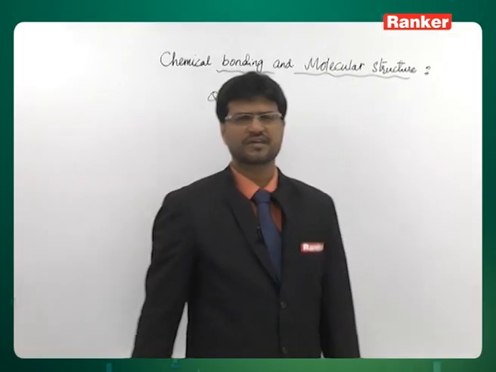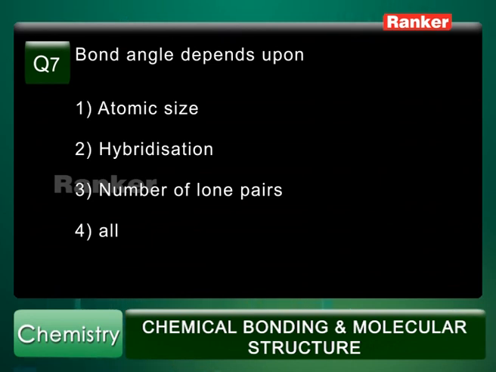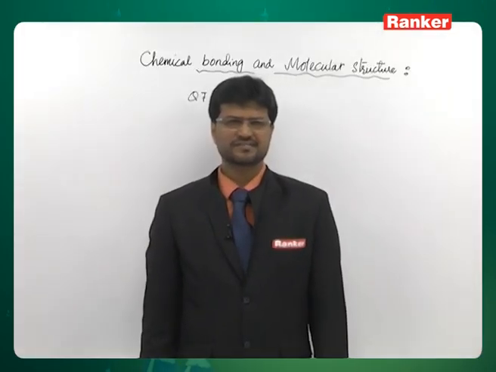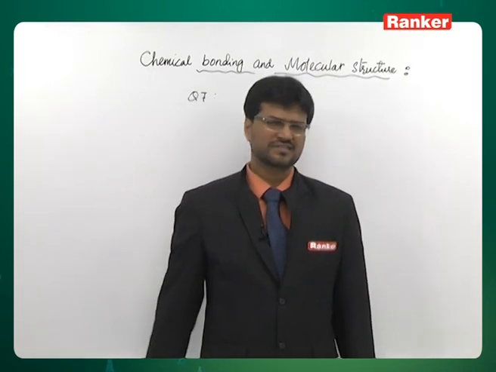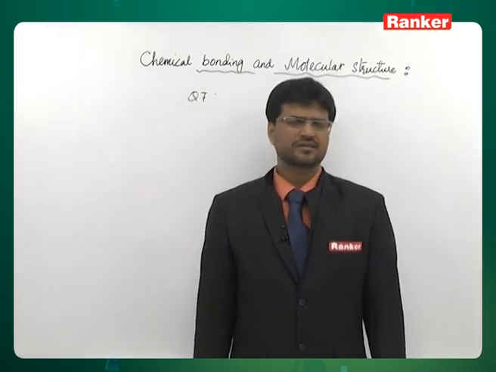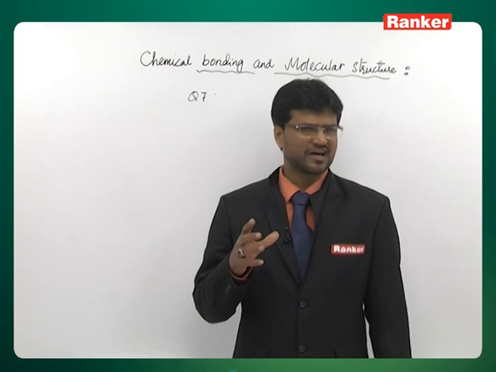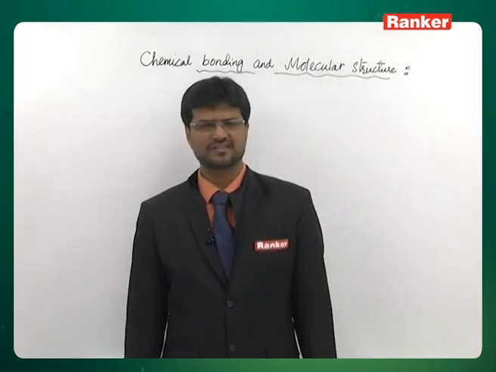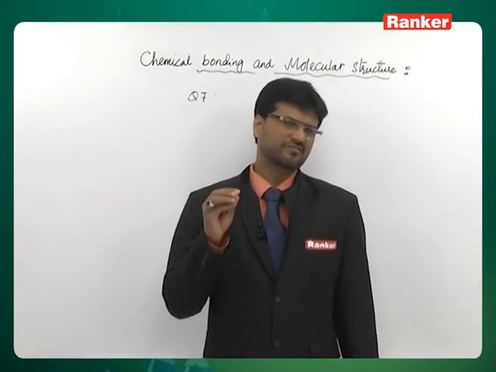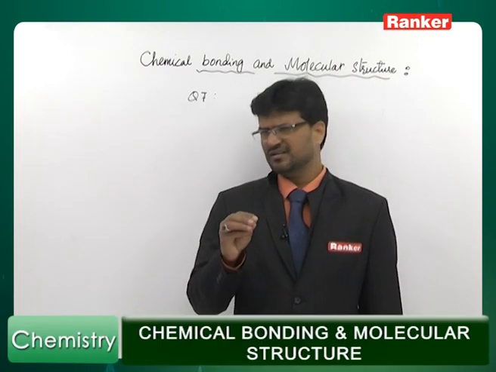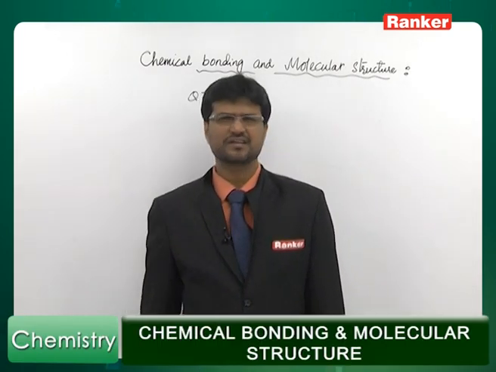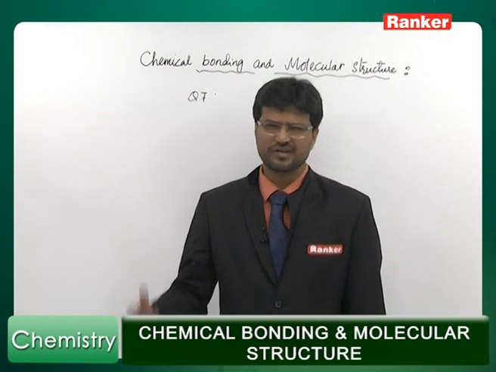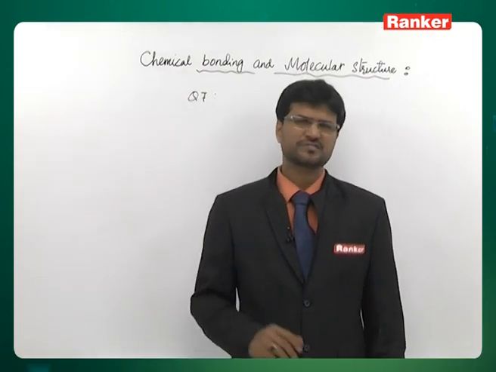Question number 7. Bond angle depends upon, the options are atomic size, hybridization, number of lone pairs, and the fourth option is all the above, and the correct answer is all. All these factors decide bond angle. If the size of the central atom is larger, then the bond angle will be lesser. Hybridization also will decide, for example, sp hybridization leads to 180 degrees angle, sp2 120, sp3 109 degrees 28 minutes. So, bond angle depends on hybridization.